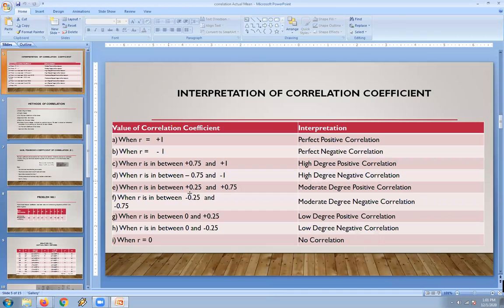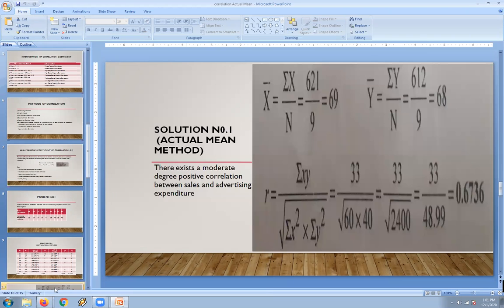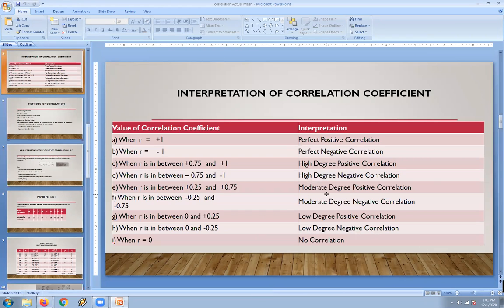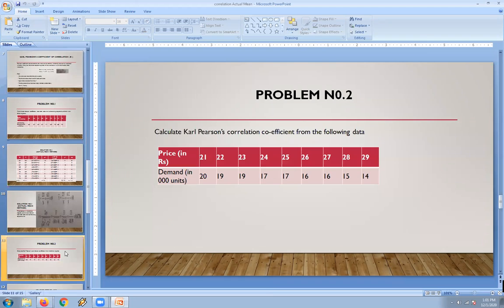See here the table, you can interpret very easily. When the range is positive, it starts from 0.25 to 0.75, but our answer is 0.67. See here 0.6736, then we call it moderate positive, that is, moderate degree positive correlation. This is how to calculate with the help of the actual mean.